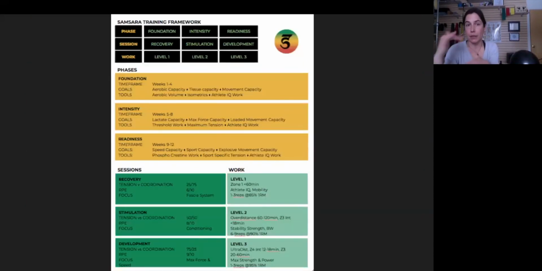So again, coming back to the Samsara training framework and how that plugs in, we're in this foundation building phase 1. And we're talking about building our aerobic capacity, our tissue capacity, our movement capacity. That's really why, because we're interested in changing and improving your aerobic threshold and making you have a big fat green zone to work in, even as the terrain gets harder, or you want to go faster. All these things that you are interested in for your endurance can still happen when you're in the green zone.